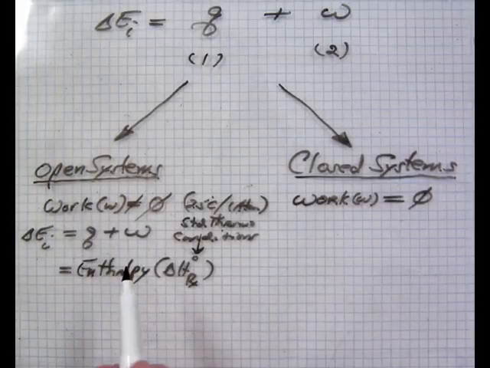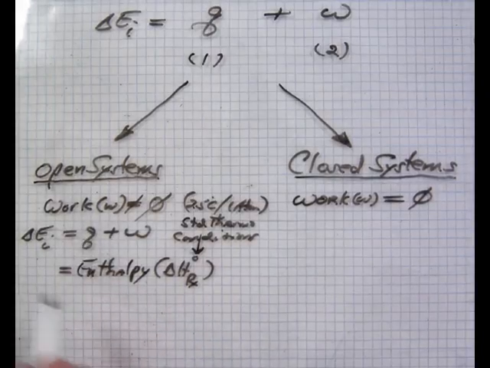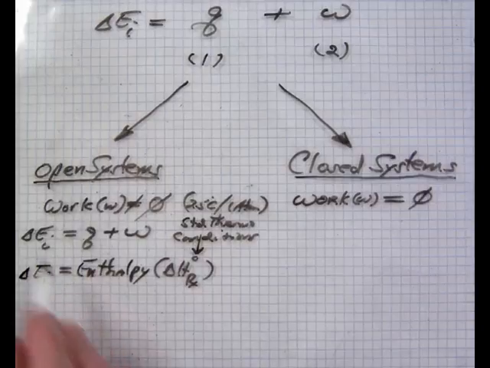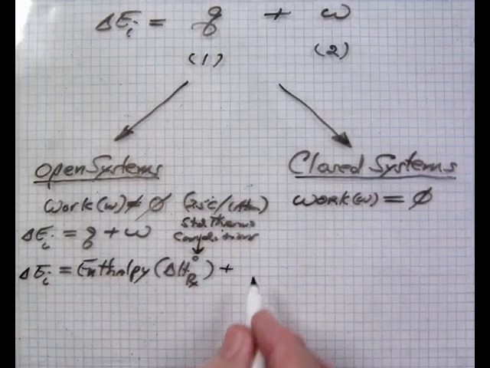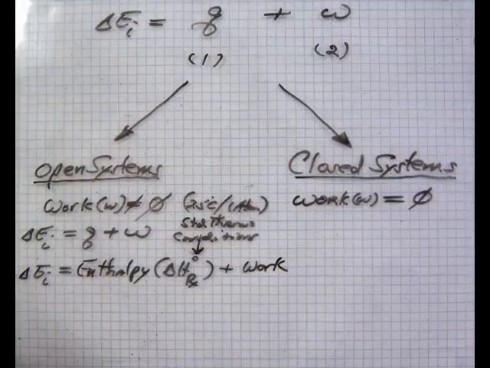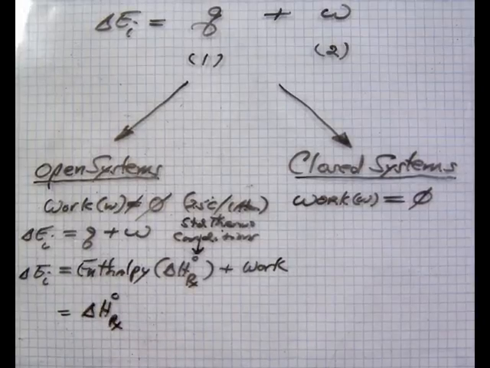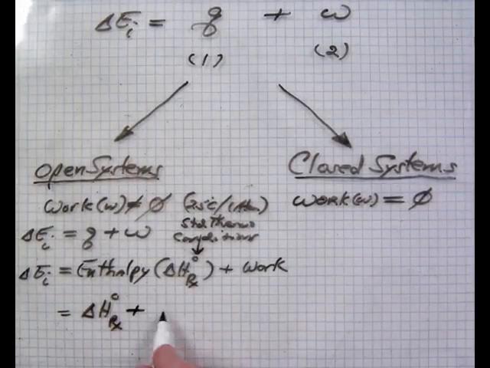And enthalpy is substituted for the Q in here. And I'll keep the delta E_I going as we go. Plus work. Okay. So we now have a delta H of reaction, standard conditions, plus the work.